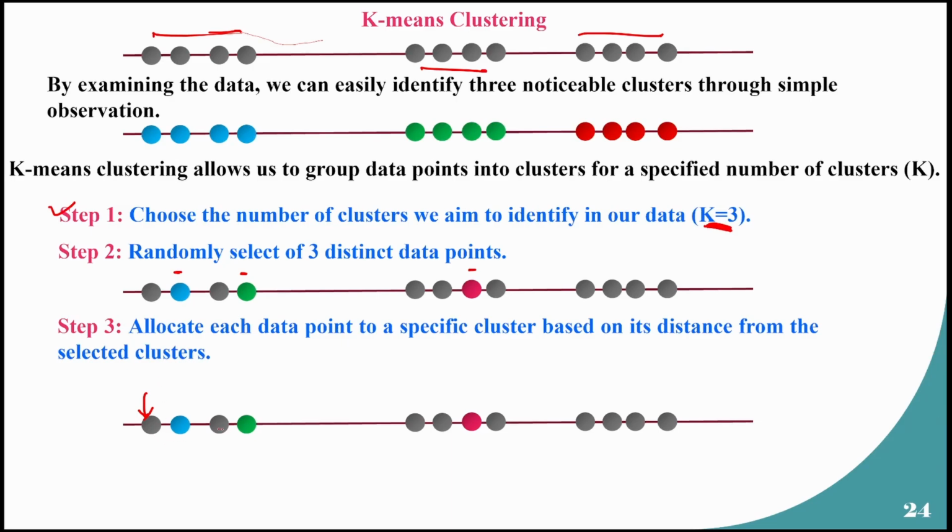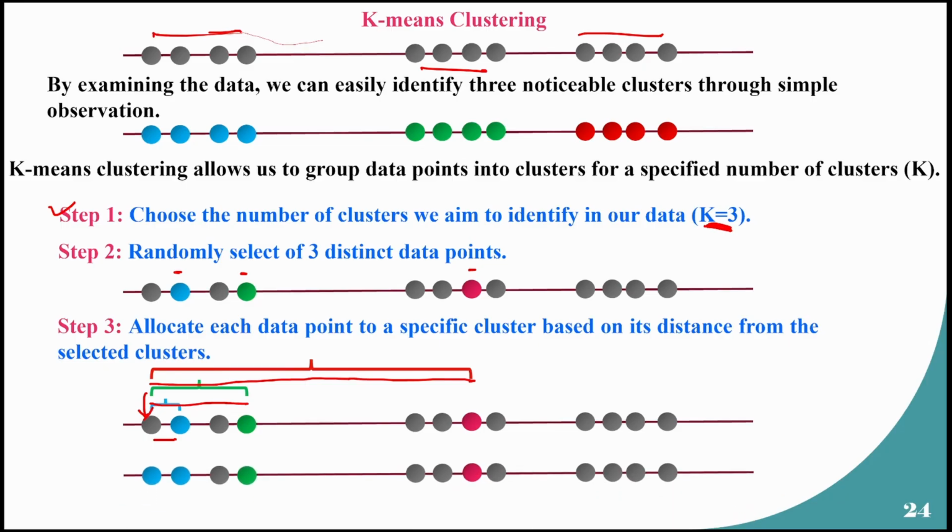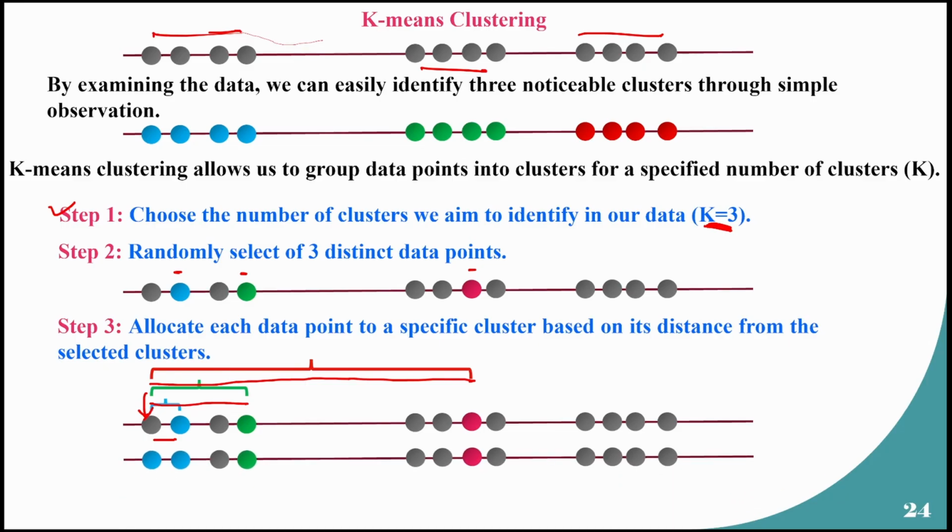Blue cluster representative. If you see, the distance between this gray one and this blue one is very short, whereas the distance between this gray one and this green one is large, and the distance between this gray one and this red one is even larger, right? So the gray data point will be part of the blue cluster. Okay, that's fine. So the distance is very short here, medium here, and then very large here. So now one data point is allocated.